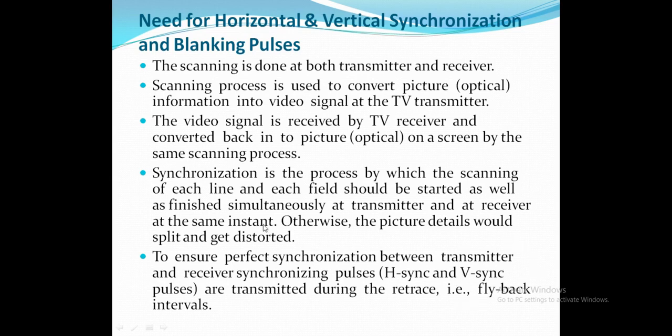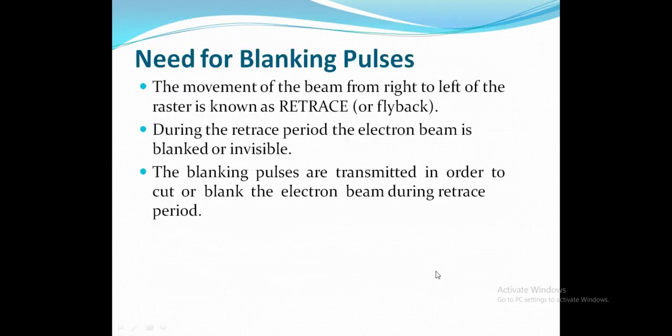The horizontal synchronizing pulses are also known as H-sync or line synchronizing pulses. The vertical synchronizing pulses are known as V-sync or field sync pulses. The duration of the H-sync pulse is 4.7 microseconds, and the duration of the V-sync pulse is 160 microseconds.